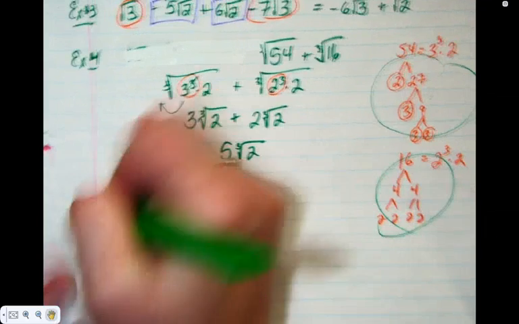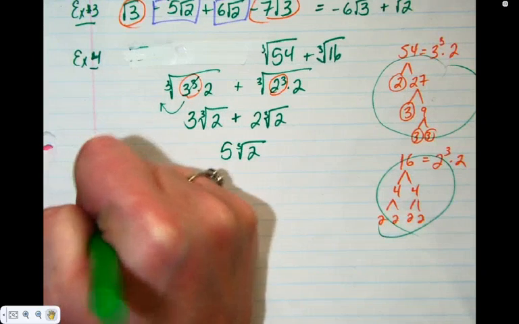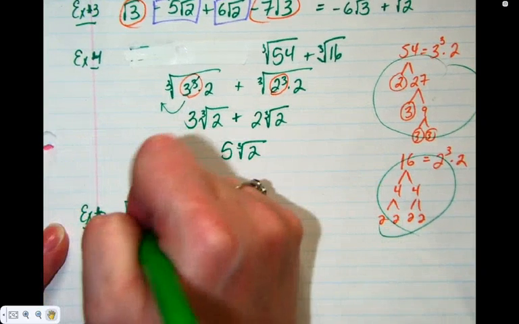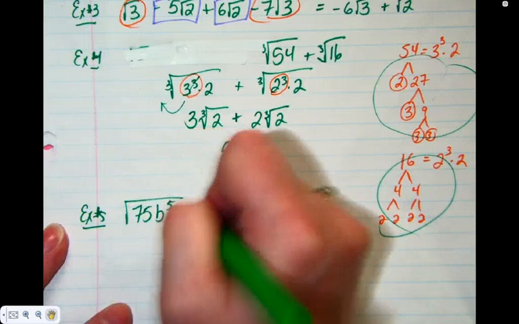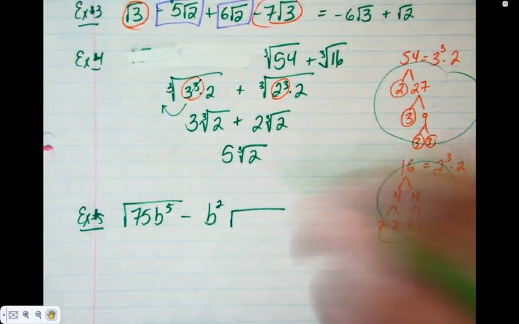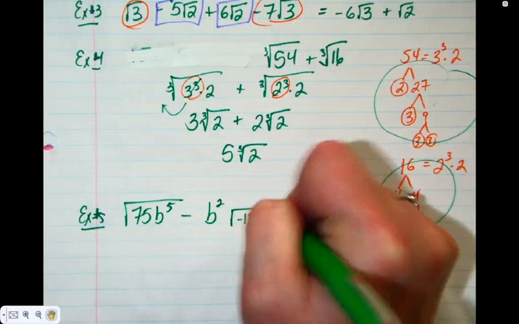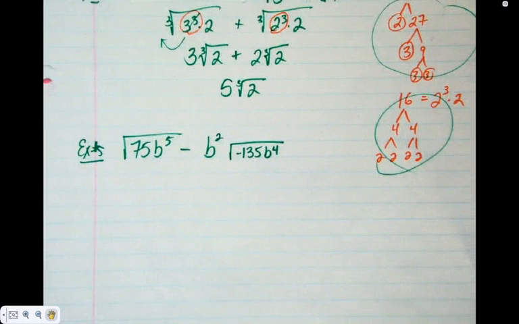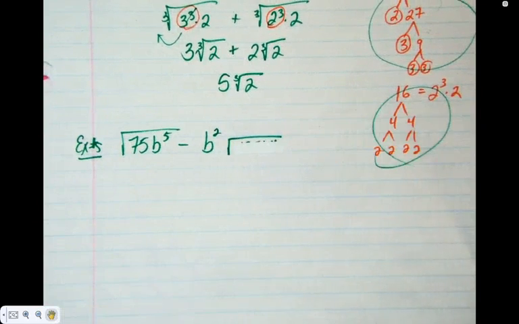Number 5. Square root of 75b to the 5 minus b, b squared, or index of 2? How do we know that's a squared and not a little index of 2? Because we wouldn't have an index of 2, and we would be under that little line. So this is a b squared, and then negative 135, b to the 4. Wait, did I do it again? How about a 32b?